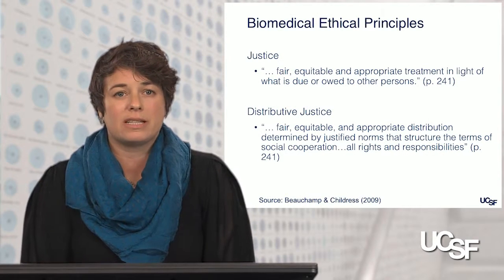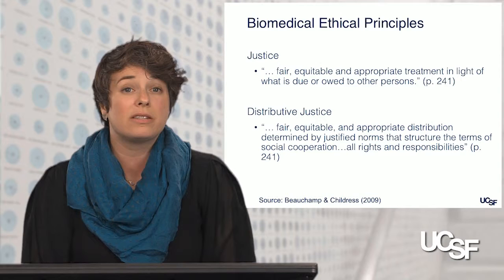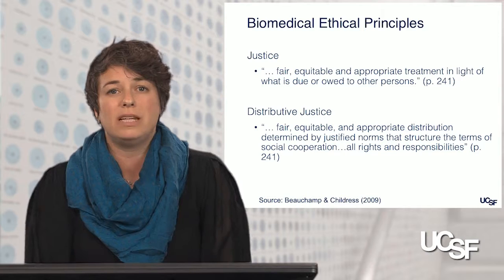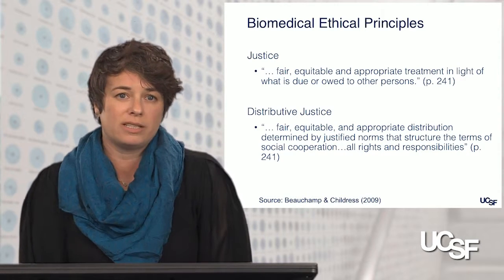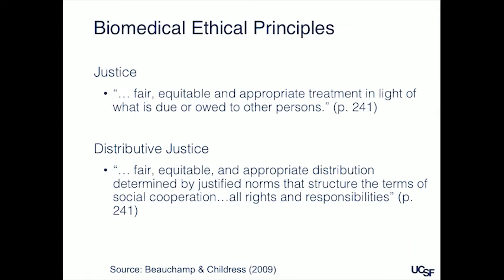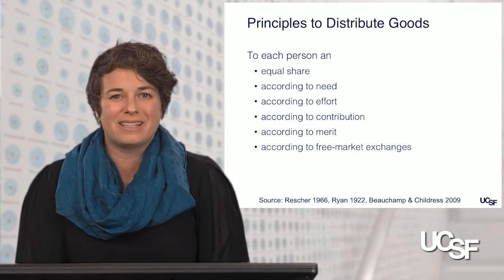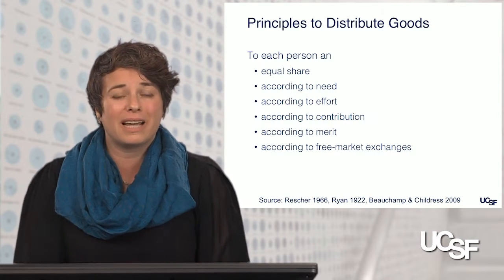And within the concept of justice is a concept of distributive justice, because there are a number of goods and services in society that people need to receive. So distributive justice is fair, equitable, and appropriate distribution determined by justified norms that structure the terms of social cooperation, all rights and responsibilities. For those of you for whom this is new, distributive justice is one part of the overarching concept of justice. So there are a lot of goods to distribute in society, and health is a fairly complicated one to think about.